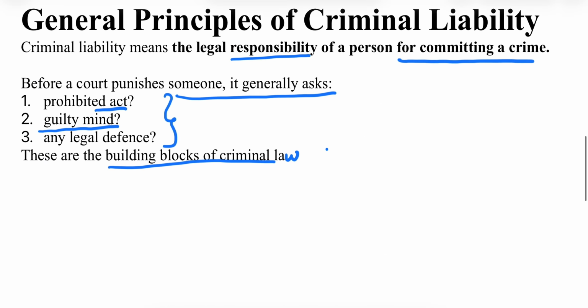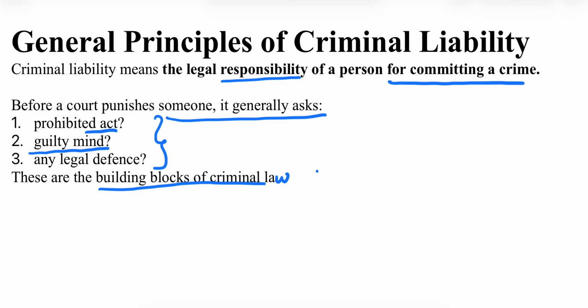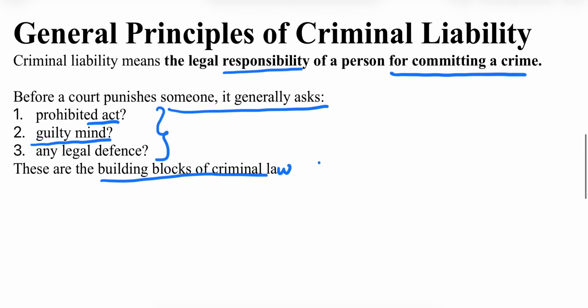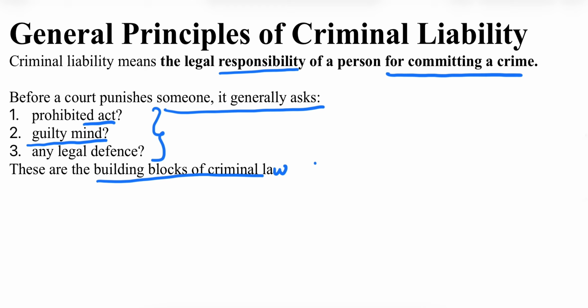Firstly, we discussed the general principles of criminal liability. Criminal liability means the legal responsibility of a person for committing a crime. And before a court punishes someone, it generally asks about three fundamental building blocks of criminal law. That is, was there any prohibited act, was there any required guilty state of mind, and is there any legal defense available to that person? And if these three building blocks of criminal law are satisfied, then the person will be held liable for the criminal act. And in the next video, we will be discussing actus reus and mens rea in detail.